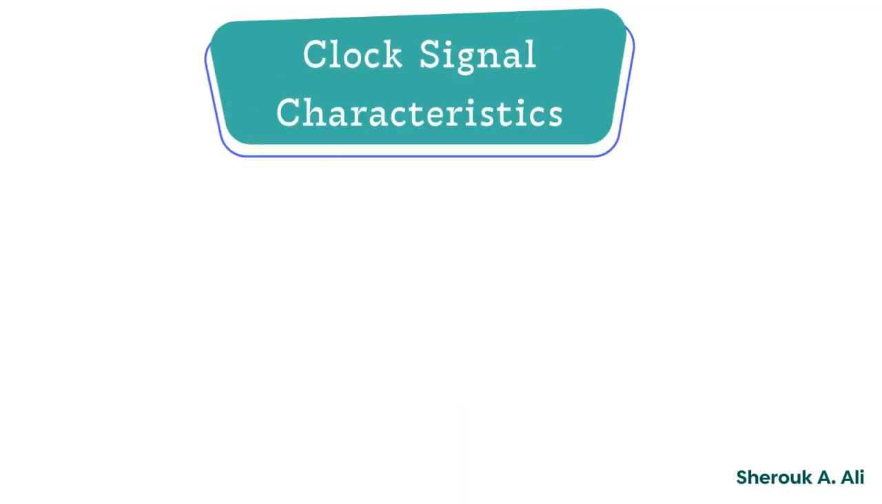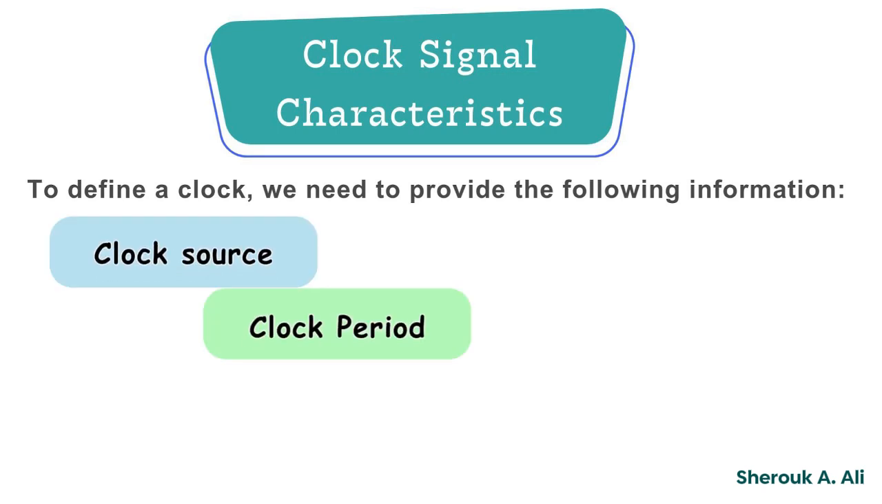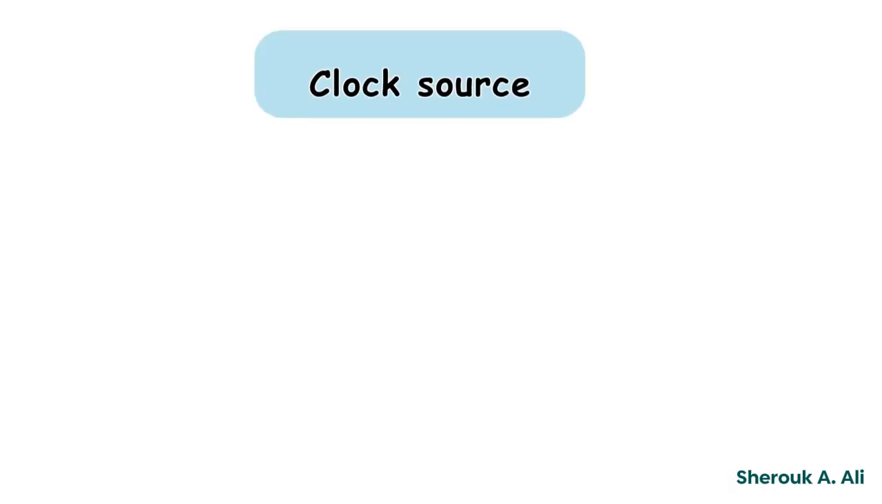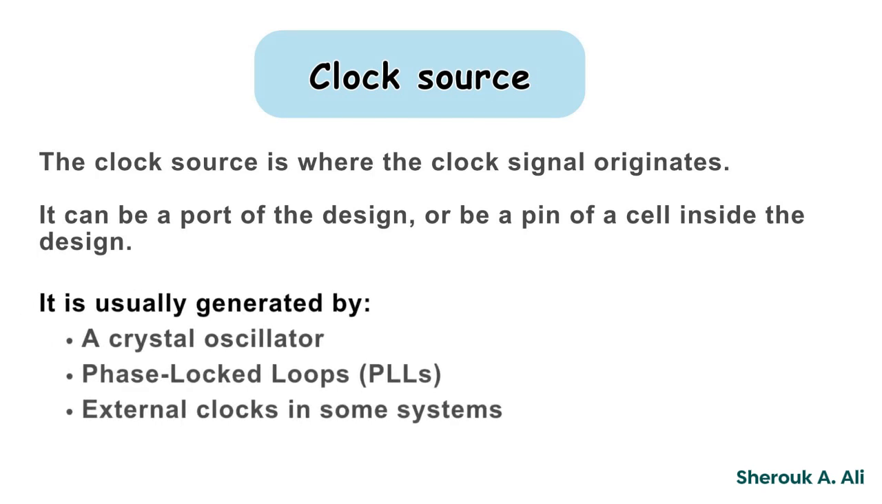Clock signal characteristics. To define a clock, we need to provide the following information: clock source, clock period, duty cycle, and edge times. First, the clock source. The clock source is where the clock signal originates. It can be a port of the design or a pin of a cell inside the design. It is usually generated by a crystal oscillator, phase-locked loops, which are known as PLLs, or external clocks in some systems.